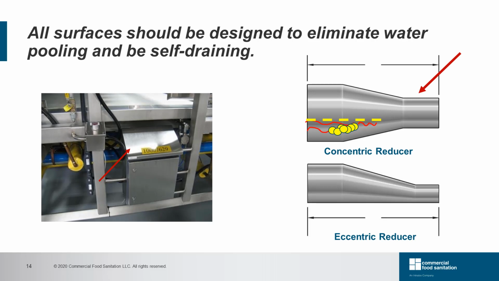All surfaces should be designed to eliminate water pooling and be self-draining. Left image is a good example. The cover of the control box has a sloped design to prevent water collection and pooling. Right images are design examples of pieces of a CIP system. If we use the concentric reducer design for horizontal pipes, the draining should be a problem, which causes the product's collection. Better to design an eccentric reducer where water pooling is eliminated.